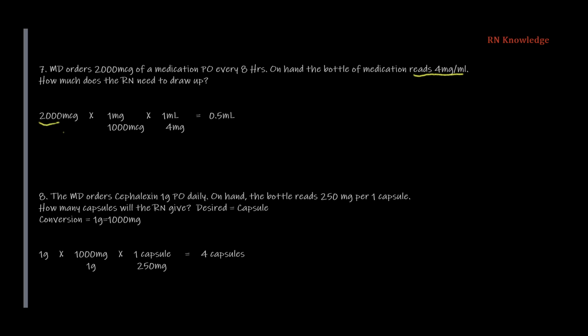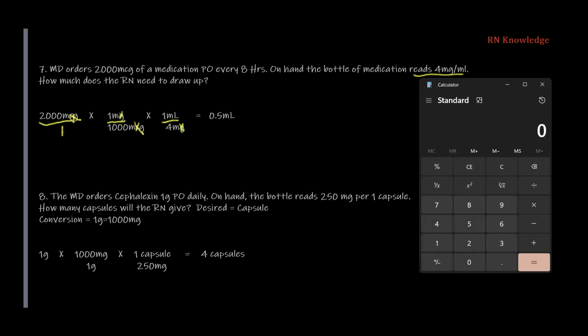All right, problem number 7. The MD orders 2,000 mics of a medication. On hand, the medication bottle reads 4 milligrams per ml. I've set up this problem with the MD order times our conversion factor times what we have available. We cross-cancel our units, so micrograms and milligrams cross-cancel, and we're left with mLs. We multiply across and then divide. 2,000 divided by 1,000 divided by 4 gives us 0.5 mLs for our answer.